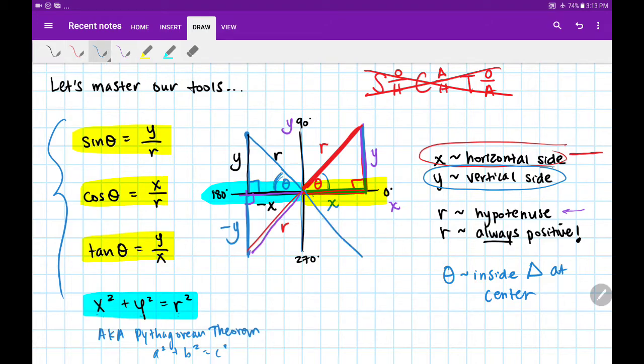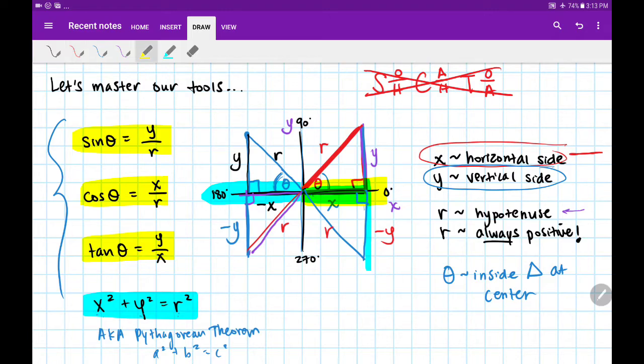Lastly, in the fourth quadrant, drop the perpendicular. We have a positive x here. And then we have a negative y because we're going down. All the y values in these two quadrants are negative because they're below the axis. And then we have r.